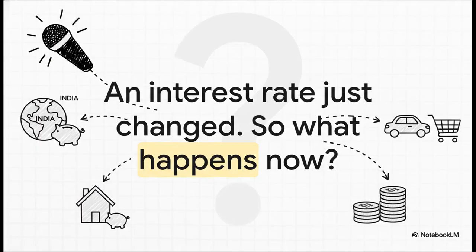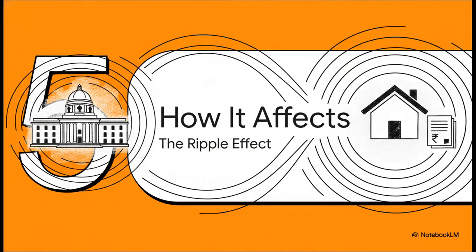Okay, so an interest rate just changed. Big deal, right? Well, this is the exact moment where all this high-level economic stuff connects directly to you. When you hear on the news that the RBI has changed the repo rate, it's not just some boring financial jargon. Nope. That one decision is about to ripple all the way down and hit your wallet. So let's actually trace that journey. How does a decision made in a boardroom at the RBI headquarters in Mumbai actually end up changing your monthly bank statement? It's all about the ripple effect.